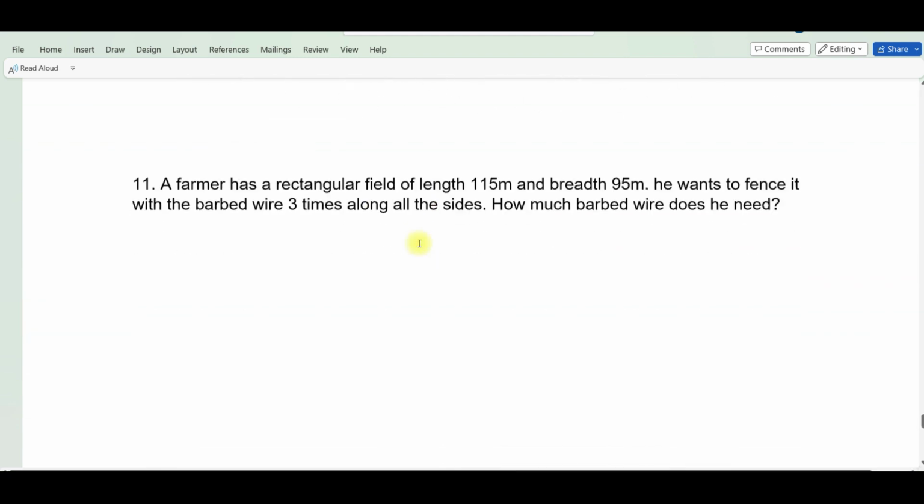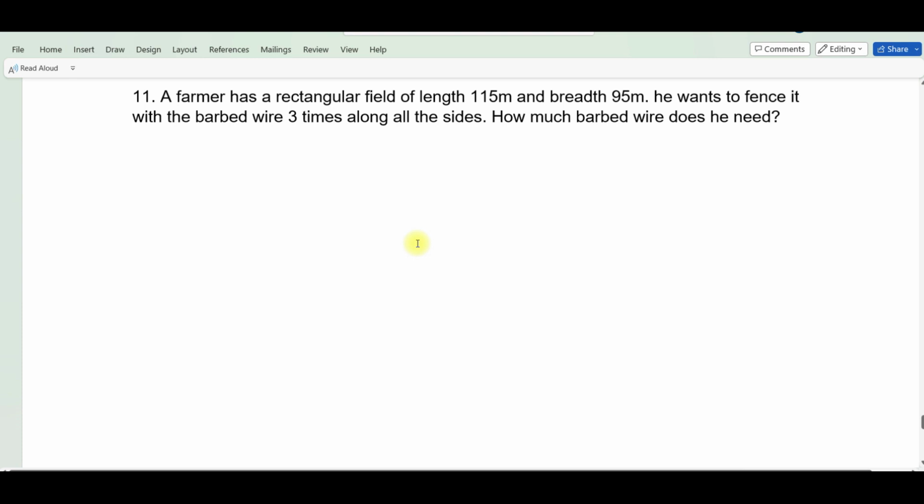Going forward to the 11th question, it states: a farmer has a rectangular field of length 115 meters and breadth 95 meters. He wants to fence it with wire 3 times along all the sides. How much wire does he need? So this is the question. So we'll have to understand. They have given you the rectangular field. So we have to find the perimeter of a rectangle first. So let us find the rectangle perimeter. That is, the perimeter of a rectangle would be 2 into (L plus B).